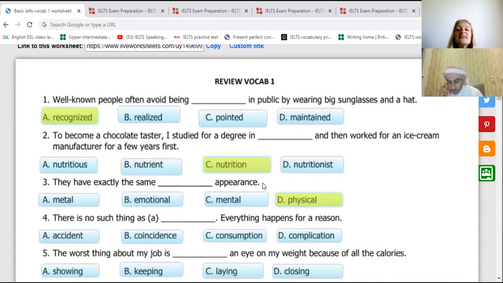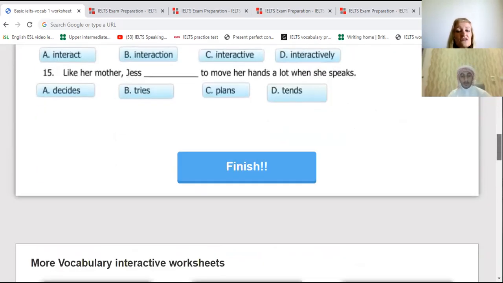Let me give you this worksheet so you can finish it. Okay. I'll give it to you in the chat. Just a minute. Okay. There you are, Omar. So I'm sending you this worksheet so you can finish it. And you know, don't you, that you can check your answers. So, for example, when you've finished, you can scroll down, click on finish, and you can check your answers. Okay?